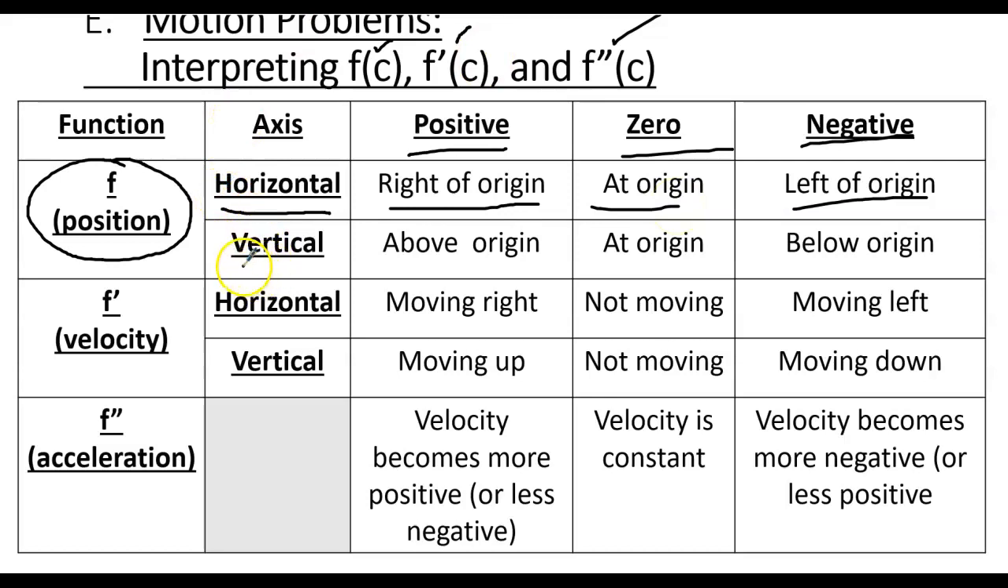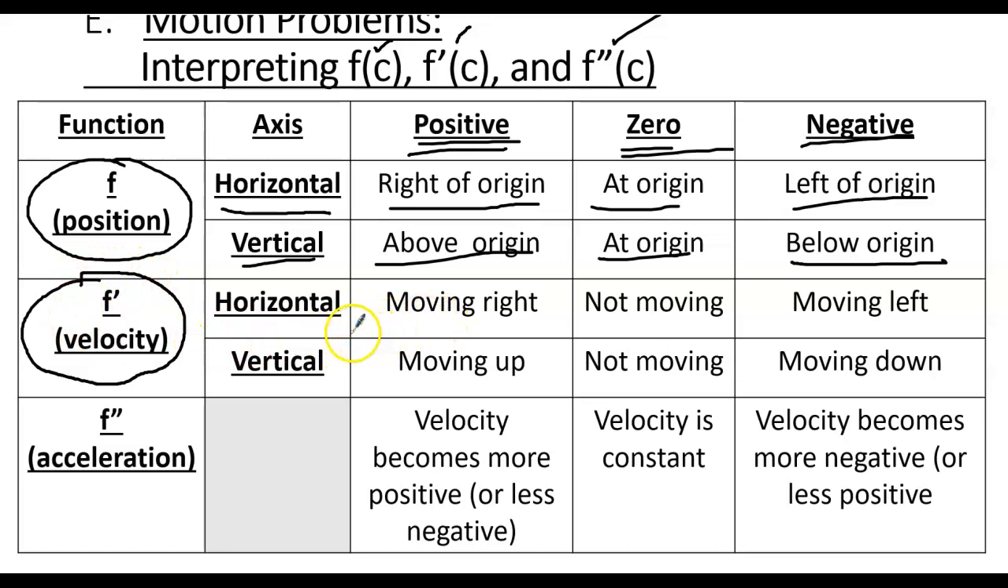Now, if you're on a vertical axis, a positive number means you are above the origin, a negative means you're below, and once again, 0 means you are at the origin. So that's for position. It just tells you where you're located on the number line, basically. Now, f prime is velocity. Velocity has to do with movement. And so it's not talking about where you're located, it's talking about what direction you're moving.